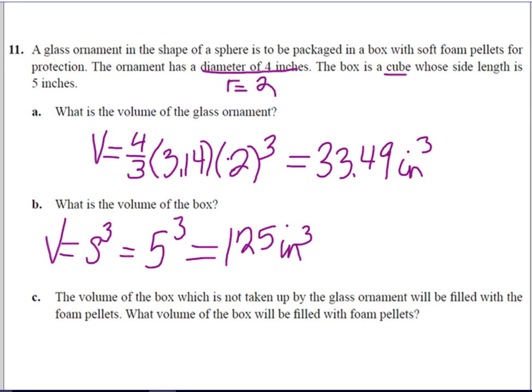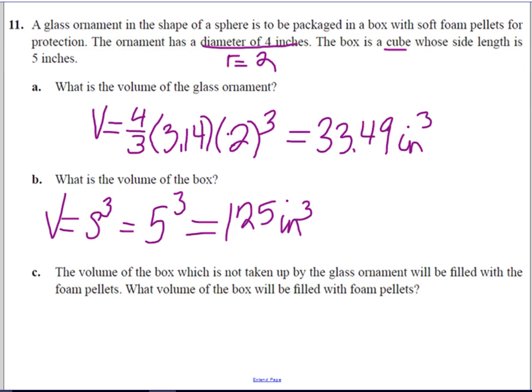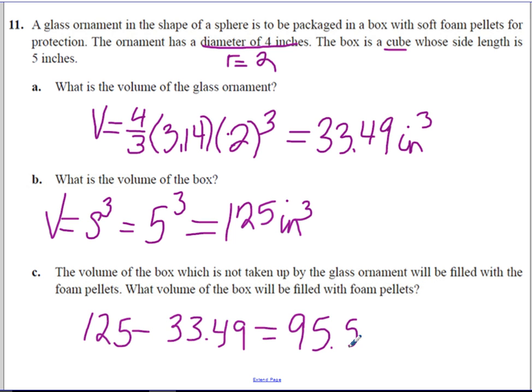So that's a lot of space in there for that glass ornament. So we need to know how much of the space is left to be filled up with these foam pellets. So we had 125 for the volume of our box minus the 33.49, which is how much volume the ornament takes up. So that leaves us 95.51 cubic inches of space left to fill with foam peanuts.